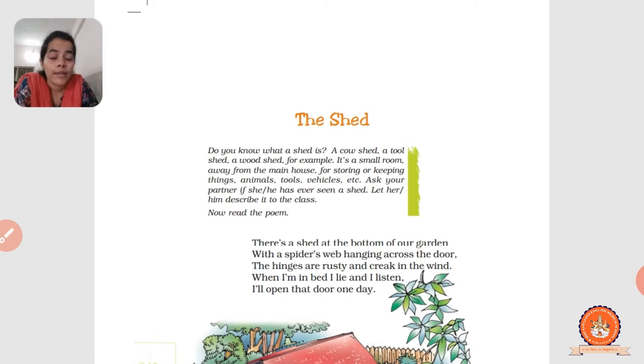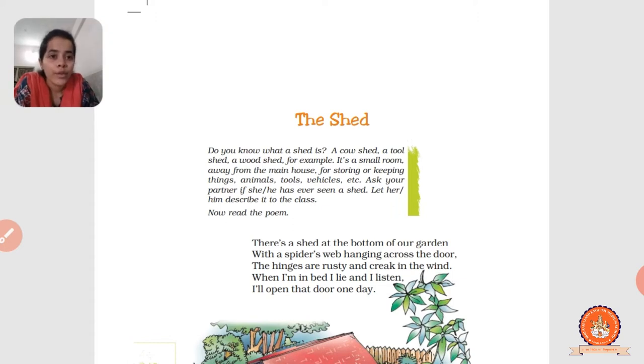We can give one more word for this shade, like the hut. There is a specific place where we put the extra things, right? Now we'll see what introduction is given about the poem.